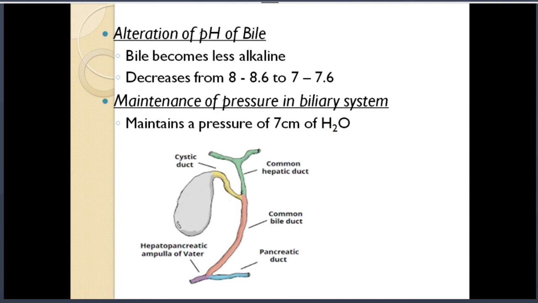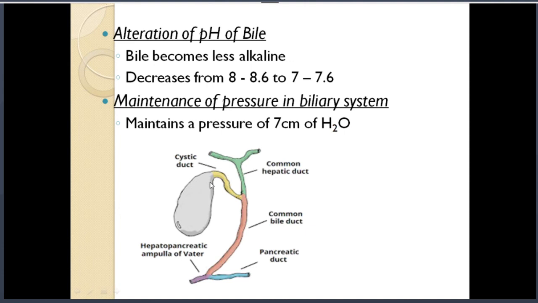It can be seen by clamping these two ducts. If we clamp the cystic duct and common bile duct, the bile that is continuously being secreted from the liver will get accumulated here. And that secretion of bile will cause an increase in the pressure in the ducts to about 20 centimeter of H2O in just 30 minutes. 20 to 30 centimeter of H2O in just 30 minutes. And that is a lot of pressure in the bile ductules.